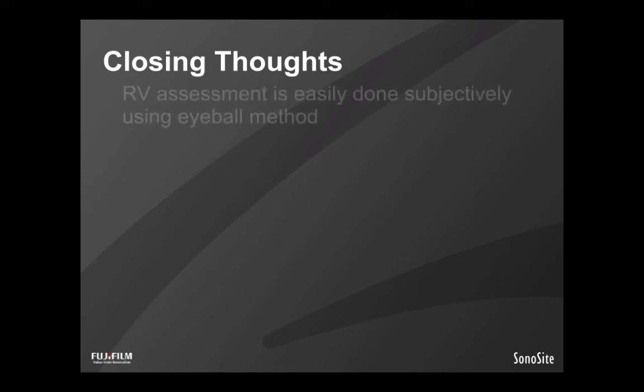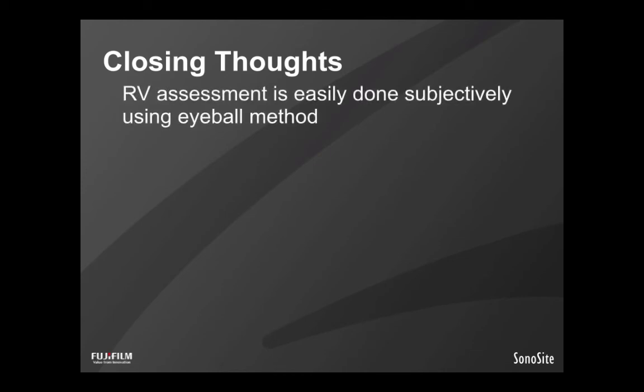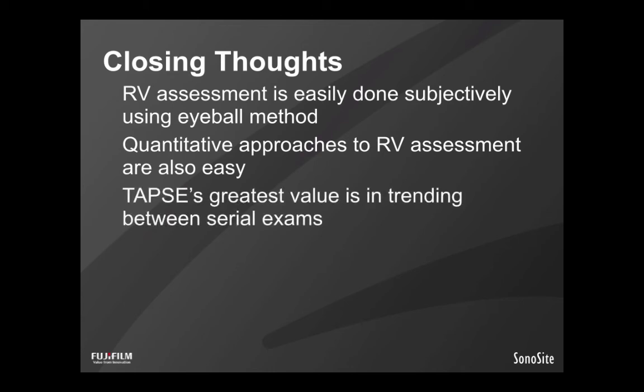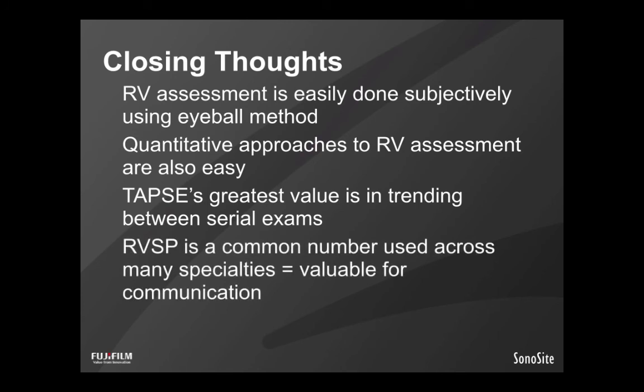So some closing thoughts for you. I think RV assessment is easily done subjectively using the eyeball method, as I started with. However, frequently people want to go deeper with the right ventricle, partly because these techniques aren't super difficult. M-mode based TAPSE especially, and RVSP starts to bring together a few more advanced concepts, as we've reviewed. As I mentioned, TAPSE's probable greatest asset is its ability to be trended quite easily between interventions. And RVSP is commonly used across a lot of different disciplines and specialties, and therefore using it may be part of a common vocabulary between you and the consultants you work with.